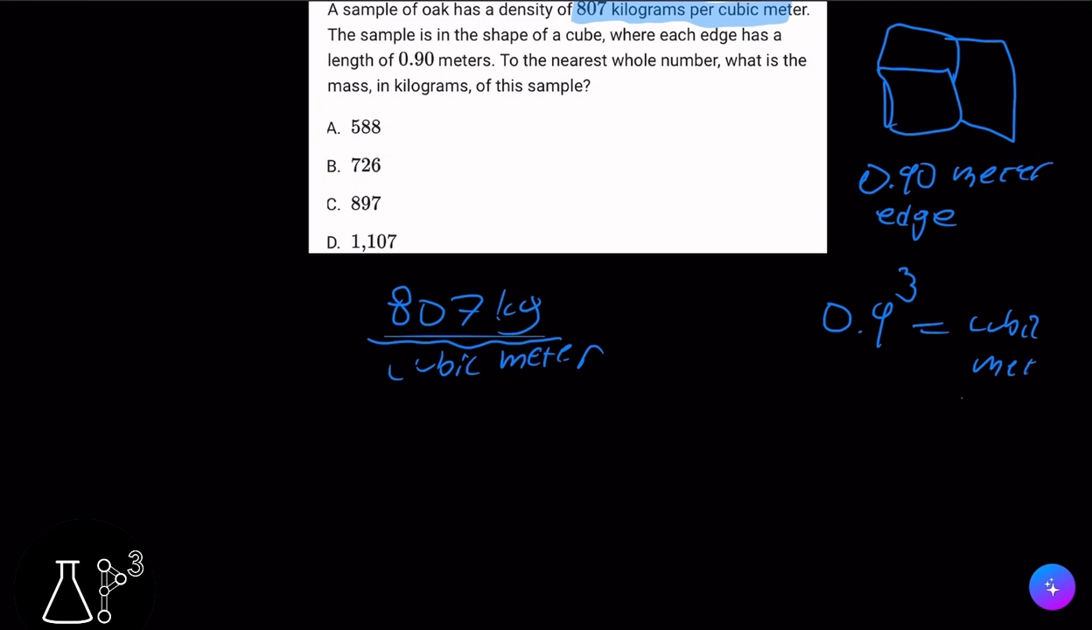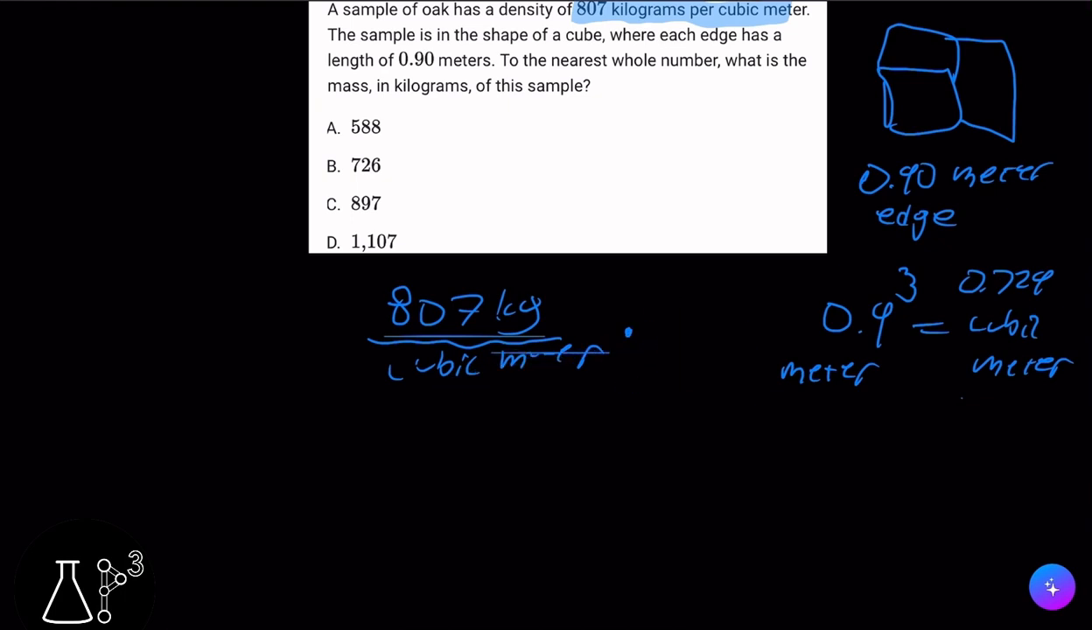And if we do that, 0.9 meters to the power of 3, which equals 0.729 cubic meters. So now what we have to do, like we've been doing for the whole video, is convert, taking out the cubic meter to get kilograms by itself. So 0.729 cubic meters, multiplied by 807 kilograms divided by cubic meter. The cubic meter cancels out.